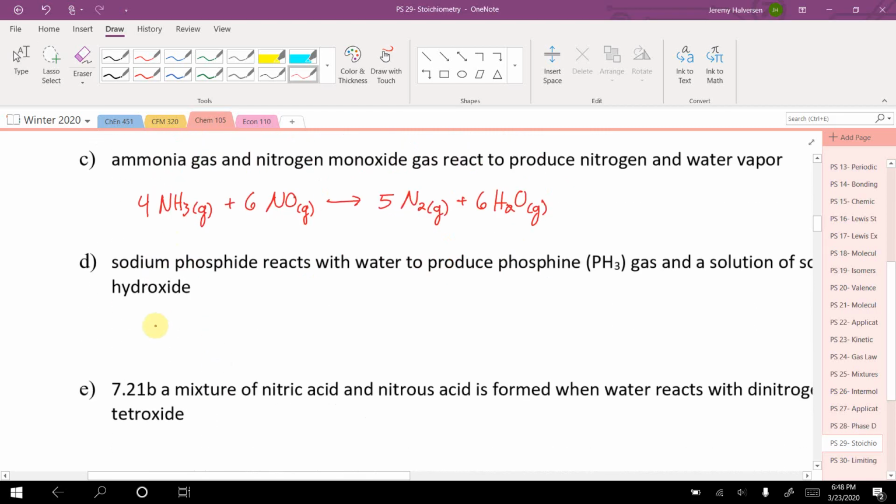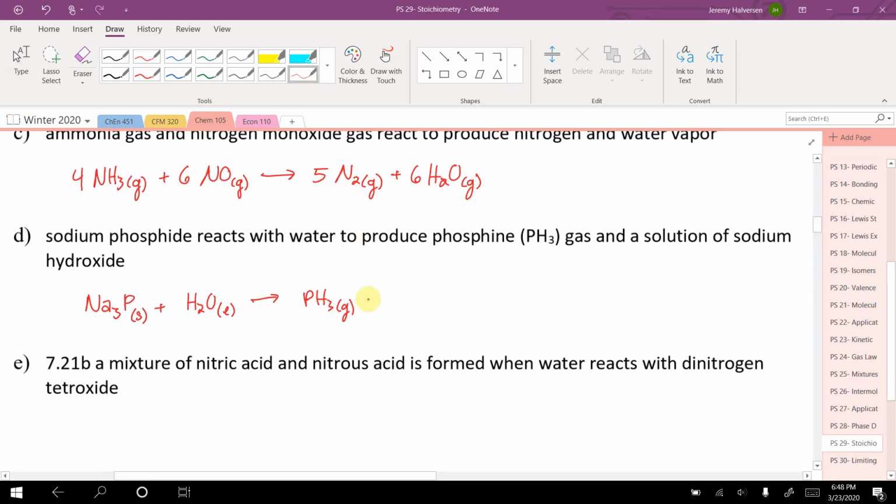All right, sodium phosphide, which is Na3P, reacts with water. They don't give me a phase for sodium phosphide. I'm going to expect you to just pull that out of your head. In case you are wondering, though, it is a solid. With water, H2O liquid, to produce phosphine gas, PH3 gas, and a solution of sodium hydroxide, NaOH. Solution will be aqueous.